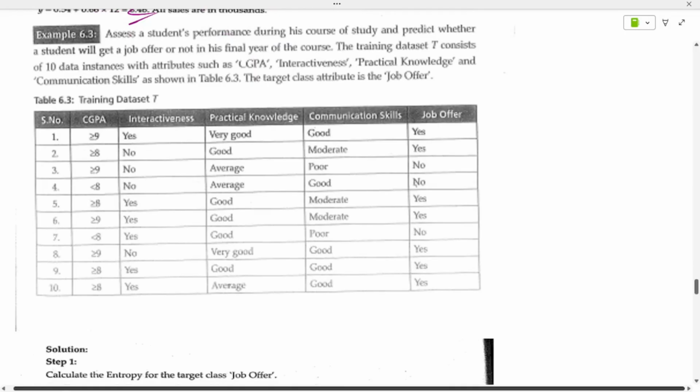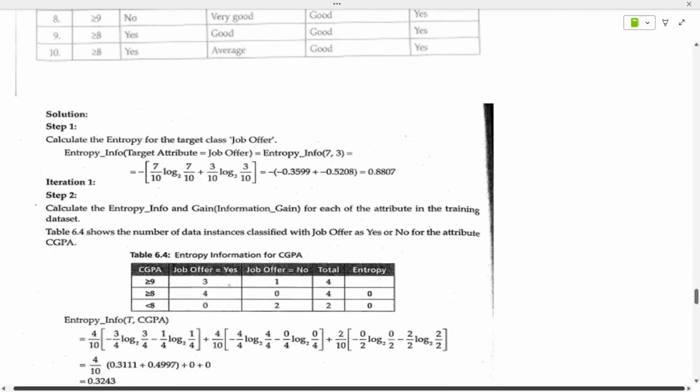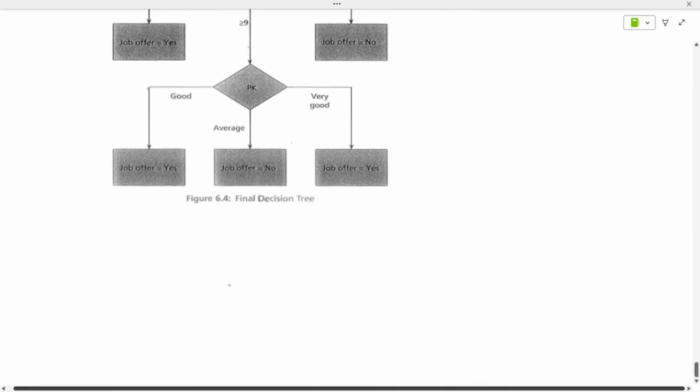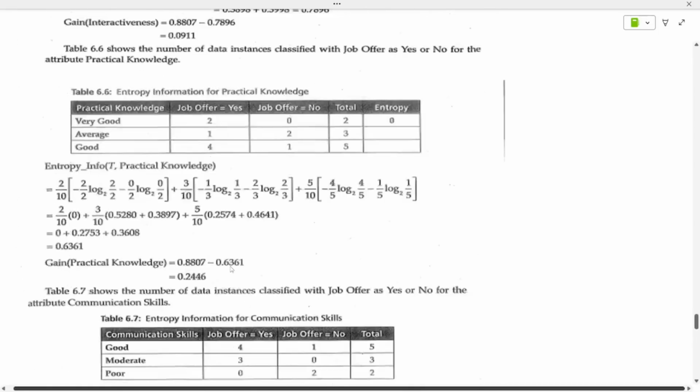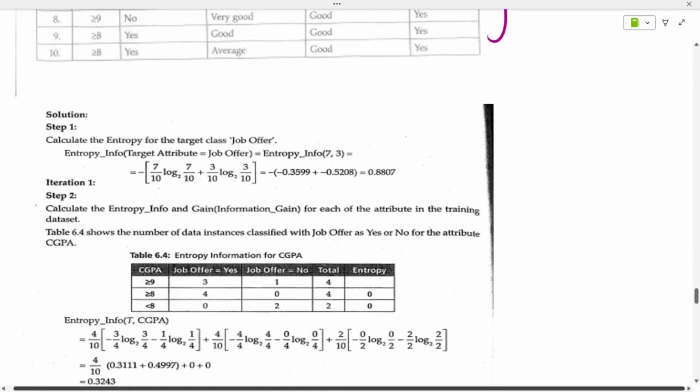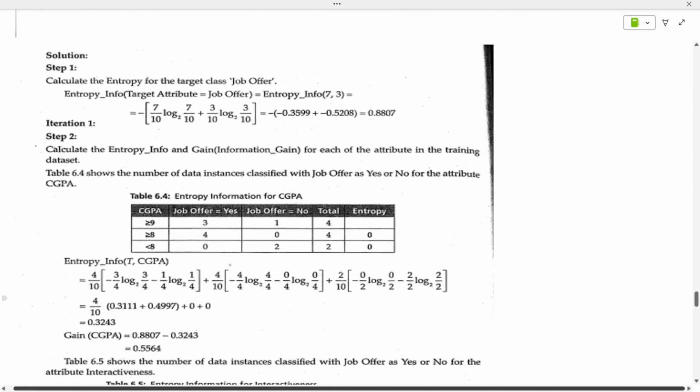Next, you have to apply whether the job offer is yes or not, and you have to find out the entropy and the information gain. First, what you will be doing here, in the first step, you will be seeing the data set, and there are only 4, so you will be having 4, right? When you find out the entropy, that is 7 by 10, that is how many job offer is yes, and how many job offer is no, 3 by 10, and you will be doing log 2. For that you will be getting one particular value.